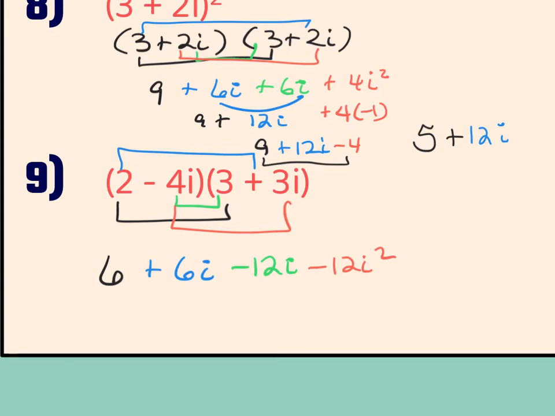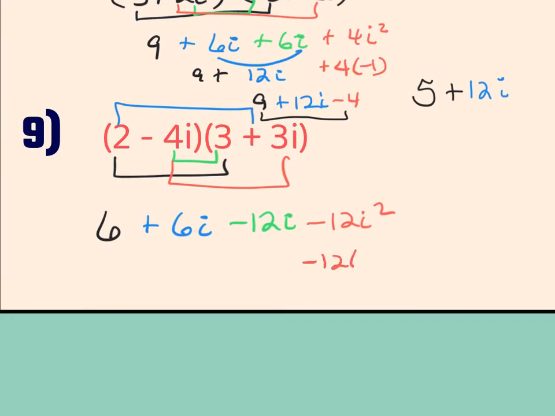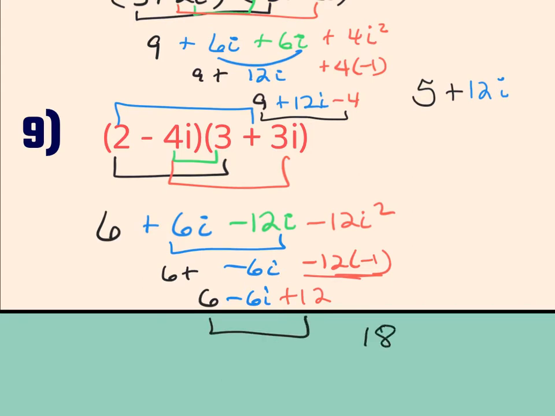Again, I can add the middle and replace the i squared with negative 1. Add the middle, negative 6i, drop down the 6 at the beginning. Replace here, I get plus 12. Rewrite everything else. I like to rewrite a lot of stuff. 6 minus 6i. Add the reals. Final answer is 18 plus, or no, minus, because it's a negative 6i, minus 6i.